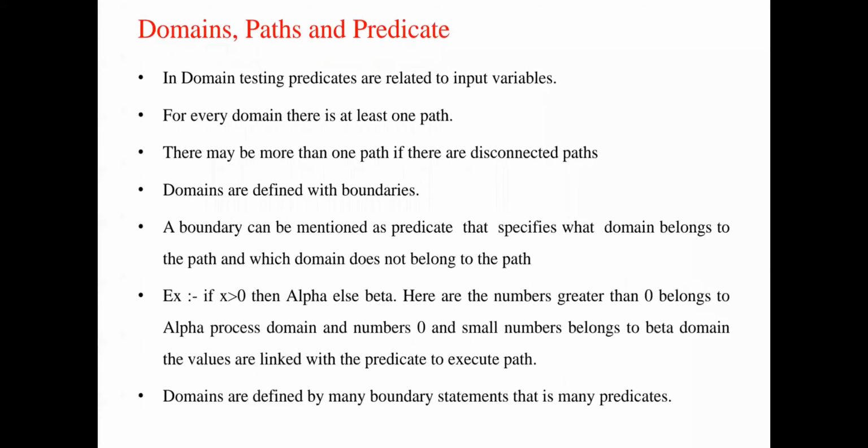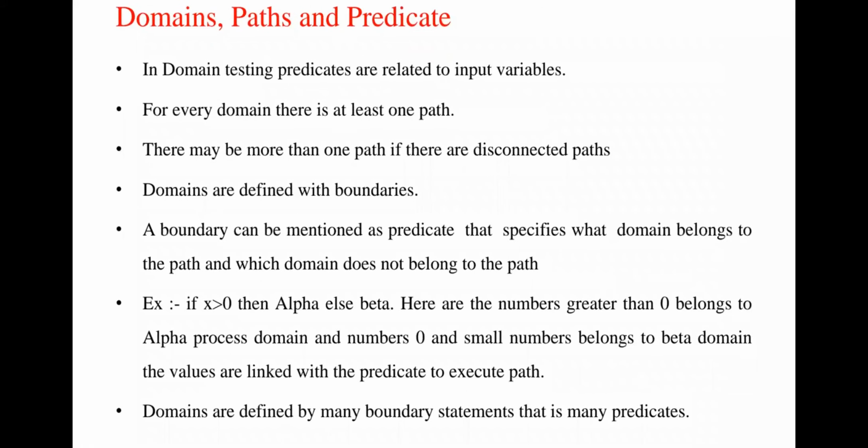So now we have to see what a domain is, what a path is, and what a predicate is. Domain, as I have already seen, is nothing but an input value or set of input values to a variable. Domain testing predicates are related to the input value. Domain testing is generally done on the input values given to the variable that was predicated. Predicates are nothing but conditions, based upon the conditions related to the input variables.